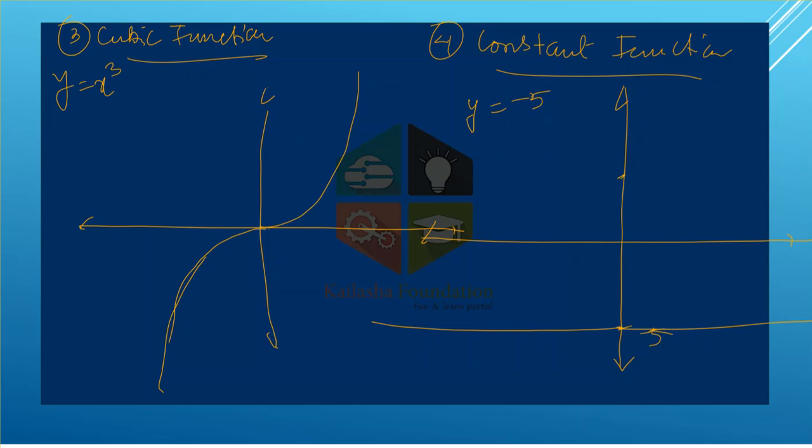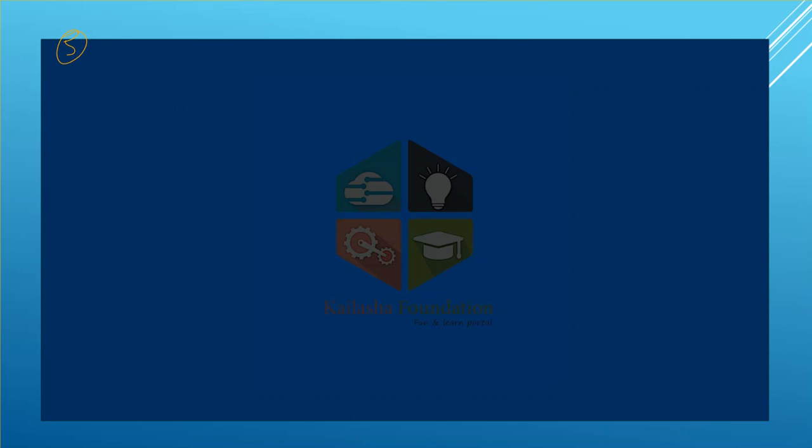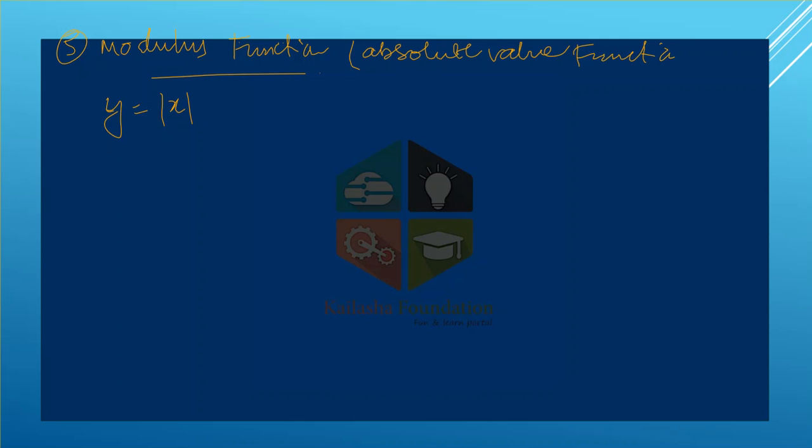Now the modulus function. Fifth function is the modulus function. Y is equal to mod x. It is also called the absolute value function. When you make a table of x and y, for 1 you get 1, for 0 you get 0, for minus 2 you get 2, for 2 also you get 2, for minus 1 you get 1, for 3 you get 3, and for minus 3 you get 3.